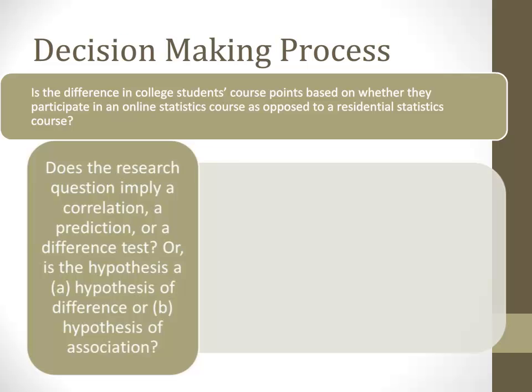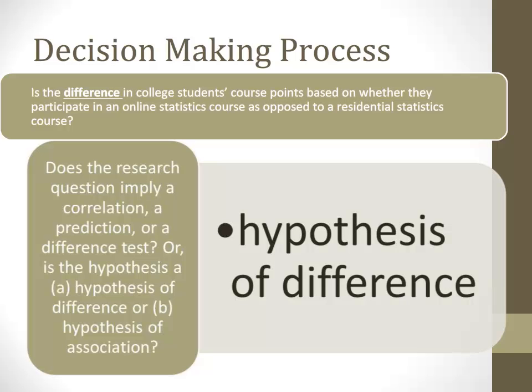So let's move on to the second question in our decision-making process. The second question or questions are these. Does the research question imply a correlation, a prediction, or a test of difference? And therefore, are we using a hypothesis of association or a hypothesis of difference? I encourage you again, pause the tutorial and make a decision. Answer these questions. Well, here we see the question asks, is there a difference between two groups? The word difference implies that we're looking at a difference test and therefore a hypothesis of difference.